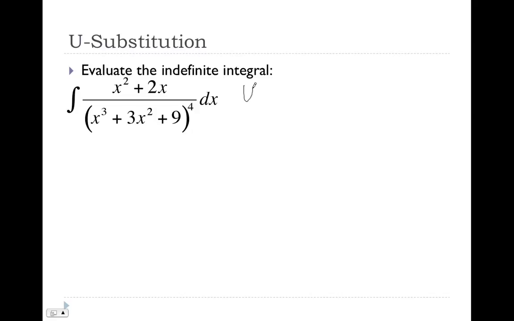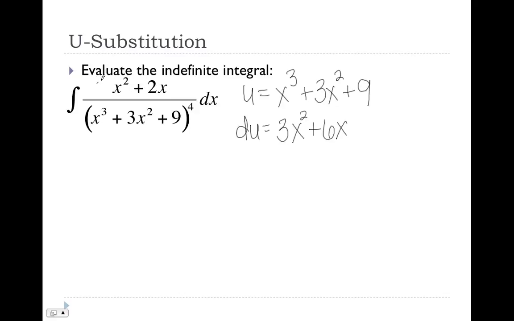I'm going to define my u as the denominator, well, not the entire denominator, but the inner function of the denominator, which is x cubed plus 3x squared plus 9. And I'm hoping that the derivative of this comes out to some multiple of the numerator. So du gives me 3x squared plus 6x, which, lo and behold, is 3 times the numerator. So I'm going to put a 3 up top, a 1/3 out front, and I'm left with 1/3 times the integral. My numerator now, 3x squared plus 6x dx, is my du, over my denominator is u to the 4th.